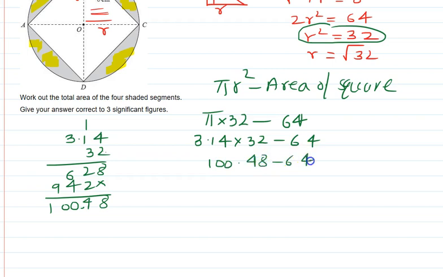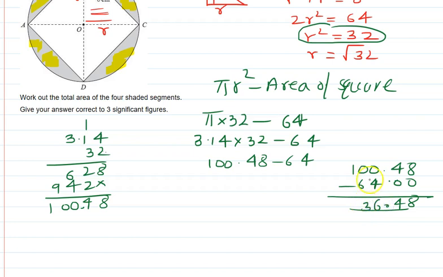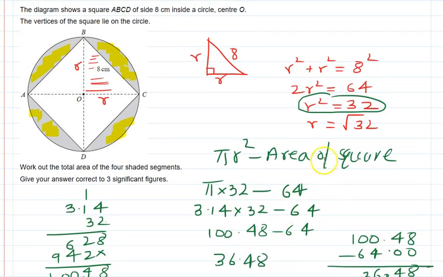So 100.48, take away 64. Let's take away 64.00 from 100.48. So 8 minus 4 is 4, 10 take away 4 is 6, and 9 take away 6 is 3. So it is 36.48 here. What was the unit here? The unit is centimeter squared, so we can put 36.48 centimeter squared. That is the shaded area.